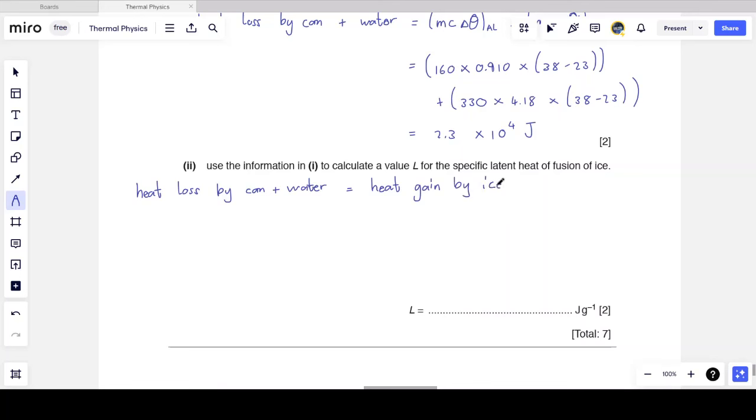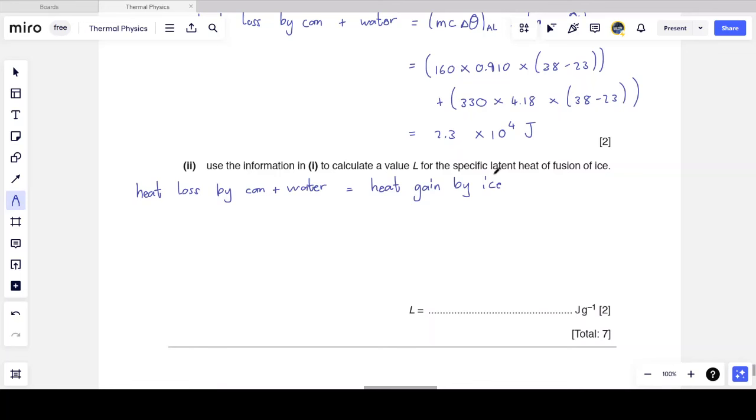Now, we actually can write this slightly better. The heat lost by the can and the water is the heat gain, or the thermal energy gained to melt the ice, plus the thermal energy gained by the amount of melted ice that has warmed to the final temperature. So I could write this equation even better.